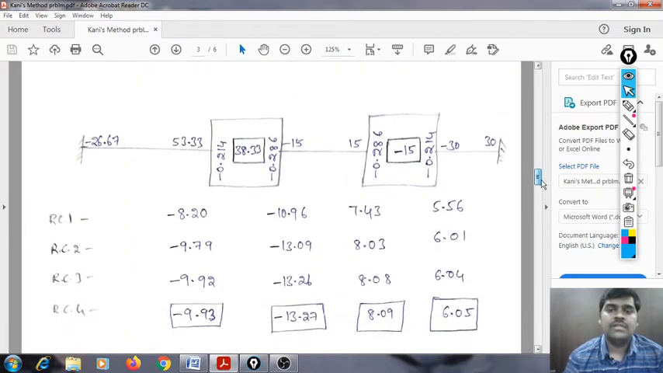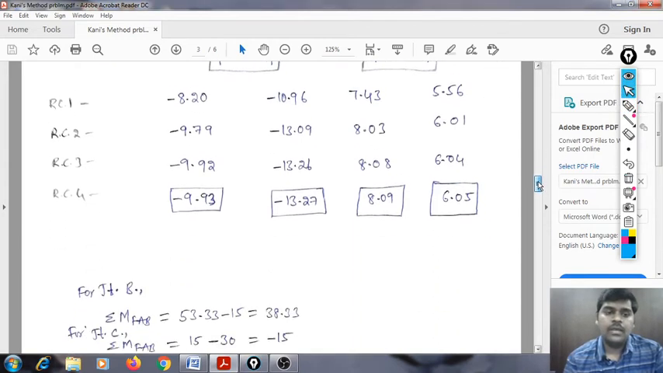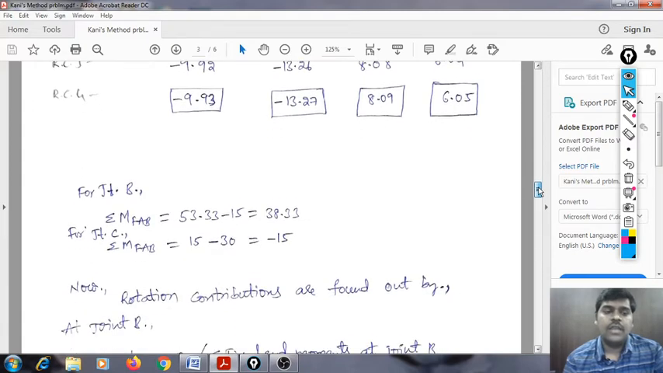And what is there in this box, inside this box? 38.33. How did we get 38.33? This is the question, and from this the calculation starts. And also minus 15. How did we get these two values? That is the important question which we have to calculate. Yes, I have written here.